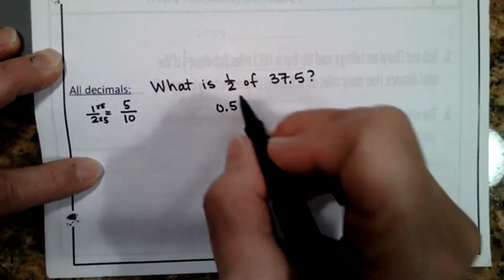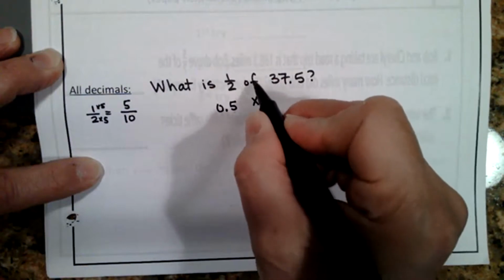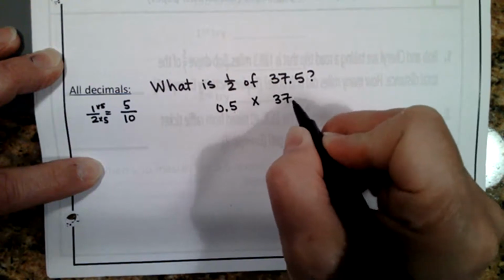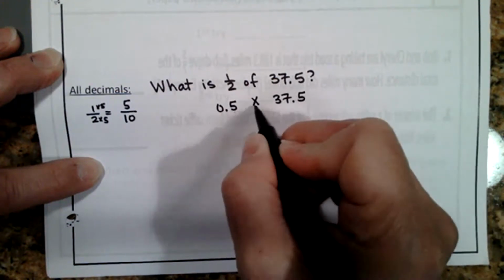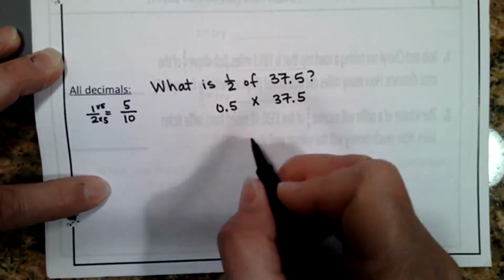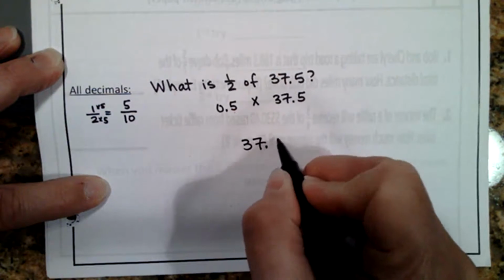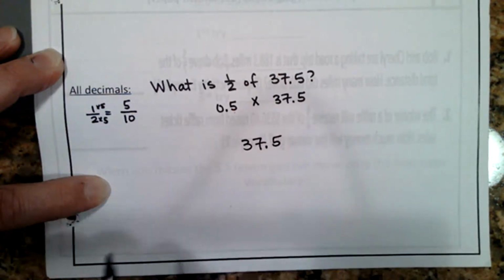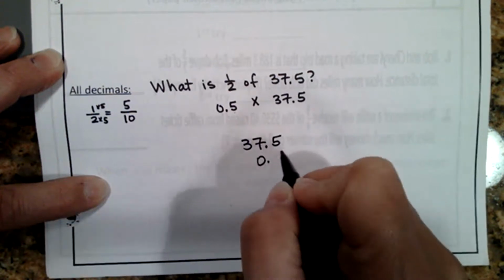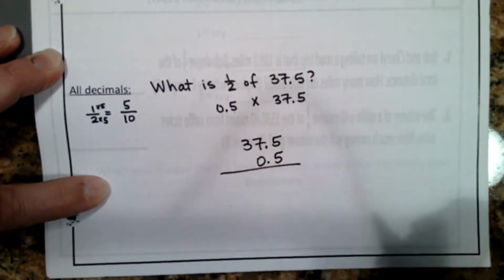So we're going to multiply 0.5 times, remember of means multiplication most of the time, 37.5. 0.5 times 37.5. If you remember multiplying with decimals, we're just going to stack them right on top of each other. And I like to put the longer one first because with multiplication, it doesn't matter which one you put first. And then I like to put the shorter one on the bottom. Remember also, you don't have to line up your decimals with multiplication, and you don't really have to pay attention to the decimals until the very end.